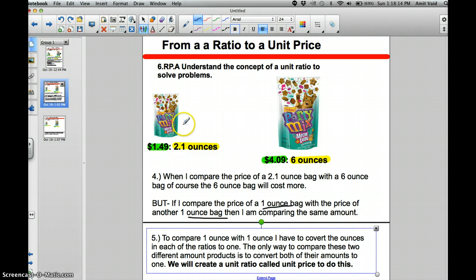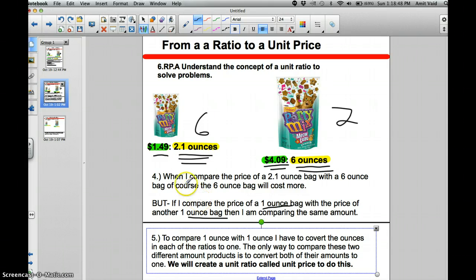Right now it's very difficult to compare these two because you've got different dollar amounts that you're spending on each one, and you've got different ounces that you're comparing. You cannot make a comparison and say which one you should buy, 6 of these or 2 of these. You can't do that yet, because you're comparing two different ounce amounts. You're comparing two different prices.